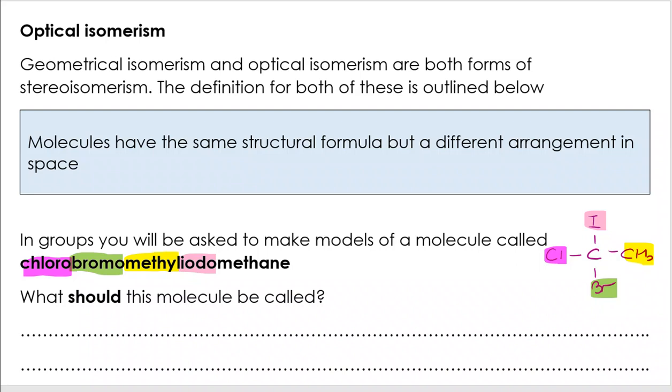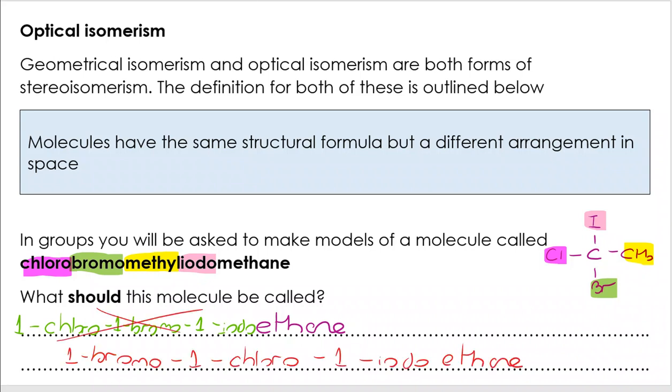Well, the first thing you notice when you draw it is there's actually a carbon chain of 2, so the name is based on ethane. The rest of it is about remembering that prefixes go in alphabetical order. So it would be bromo, that's the wrong way around. It would be bromo, chloro, iodo, ethane. But more than that, all of those halogens are on the first carbon. So it's 1-bromo-1-chloro-1-iodoethane.